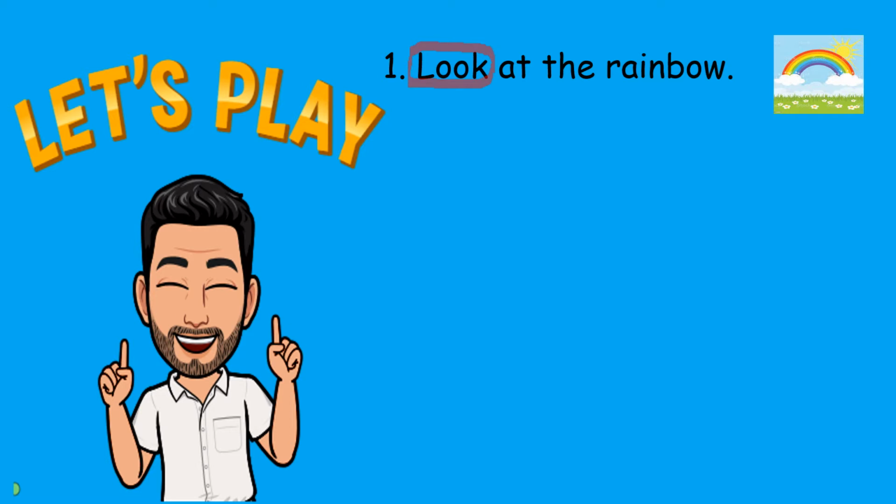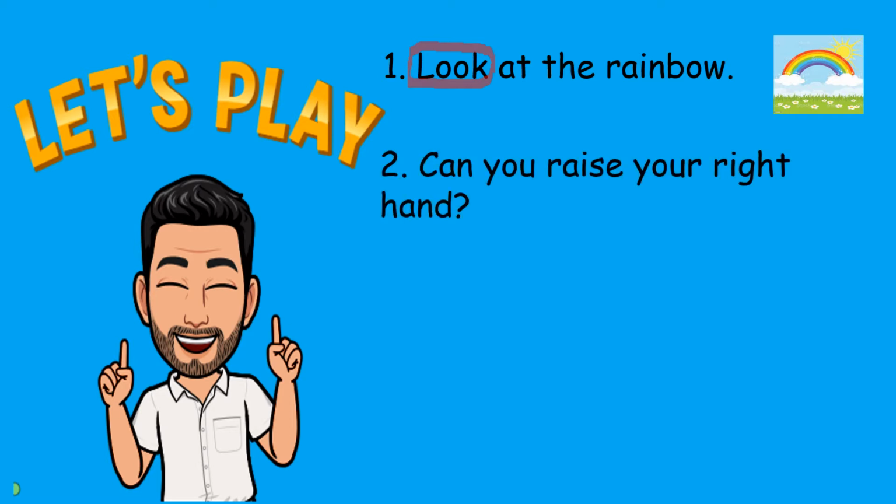Now let us look at the second sentence. Can you raise your right hand? Is this an asking sentence or a telling sentence? You are correct. This is an asking sentence. And which of our sight words are we using here, boys and girls? Did you say right? Correct. We are using right. Let me circle it.